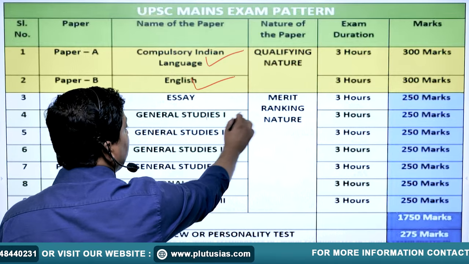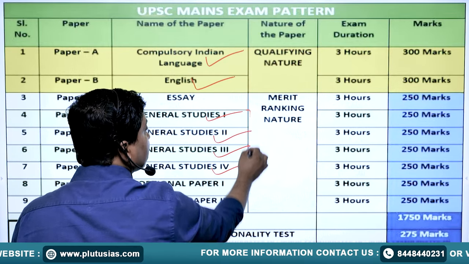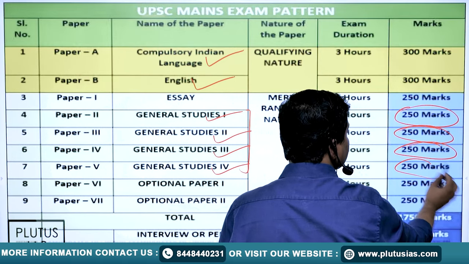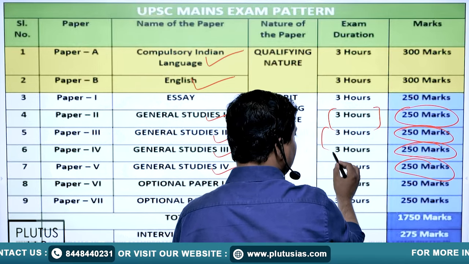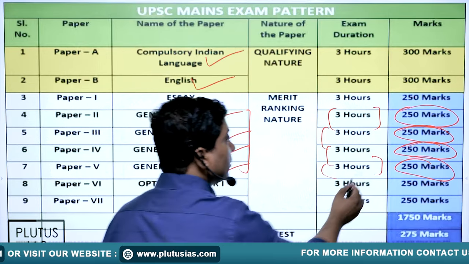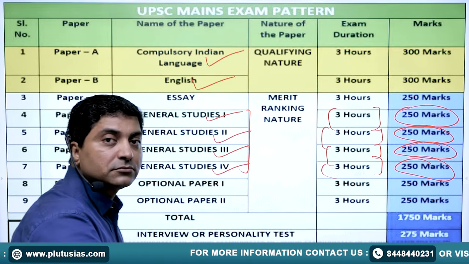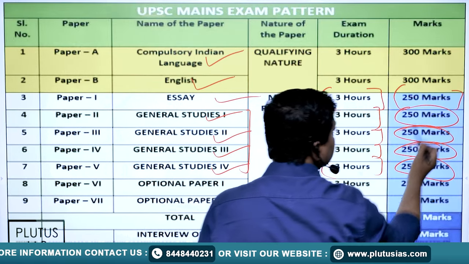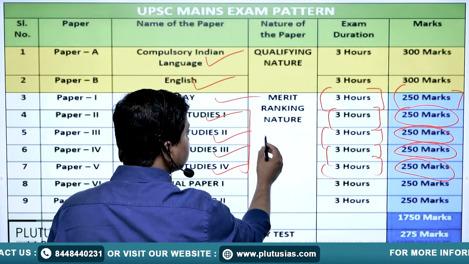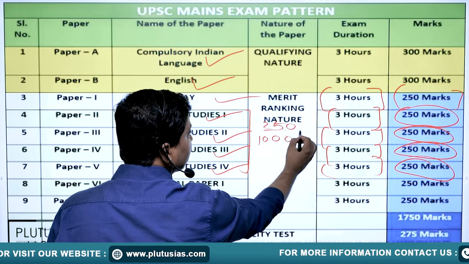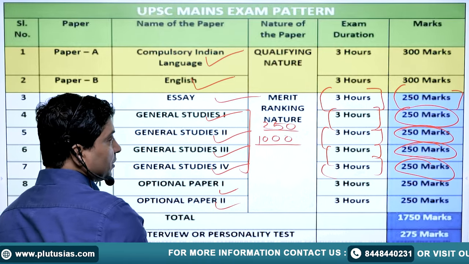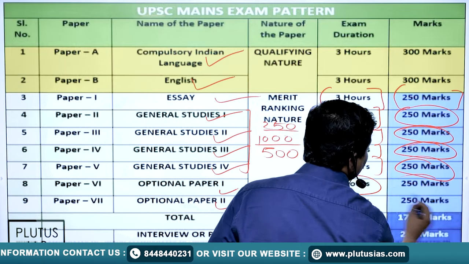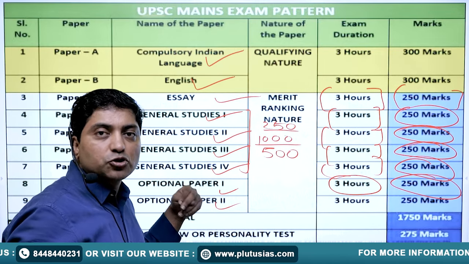Then you have GS paper 1, GS 2, GS 3, GS 4, right? And each paper is devoted to 250 marks, right? 250 marks and 3 hours, not years, 3 hours for each paper that you will be given to write, right? And then the essay paper, right? Again 3 hours and 250 marks, right? So 1,250 marks for an essay, 1,000 marks for GS. And again, if you look at optional, you see 250 each, right? 250 for each optional paper. Each optional has two papers, right? So paper 1 and paper 2.